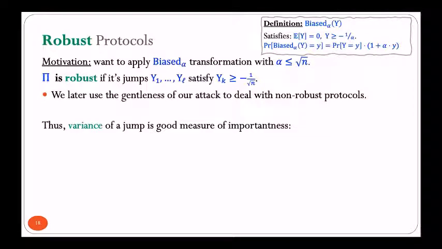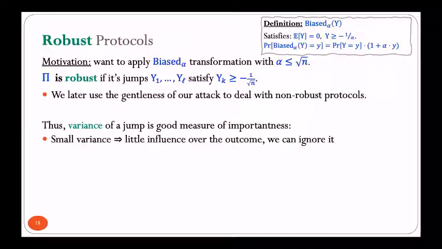I want to claim that the variance of a jump, these are the YKs, the change in expectation induced by the messages, is a good measure of how important that jump is going to be. Why is that true? Let's say we have a jump with small variance. I claim that the influence it has over the outcome is small. Why is that true? We can apply Chebyshev's inequality, for example. So a jump that has small variance is going to be very concentrated around 0, thus not having much influence over the final outcome of the protocol. And this means we can just ignore this jump since it doesn't matter too much.